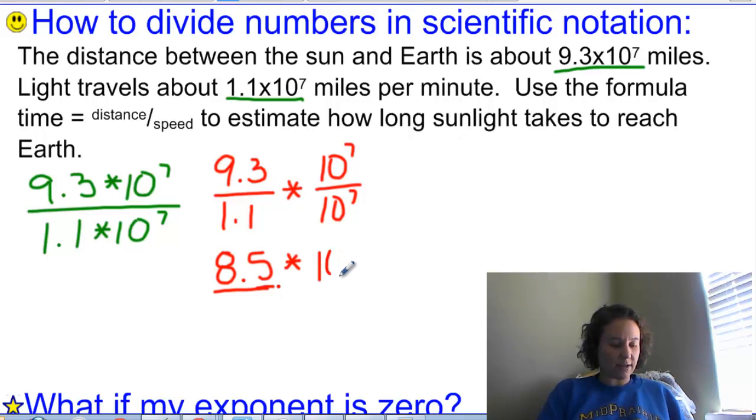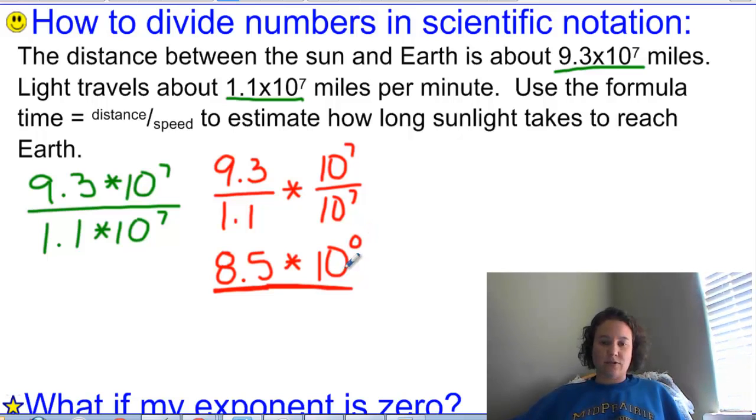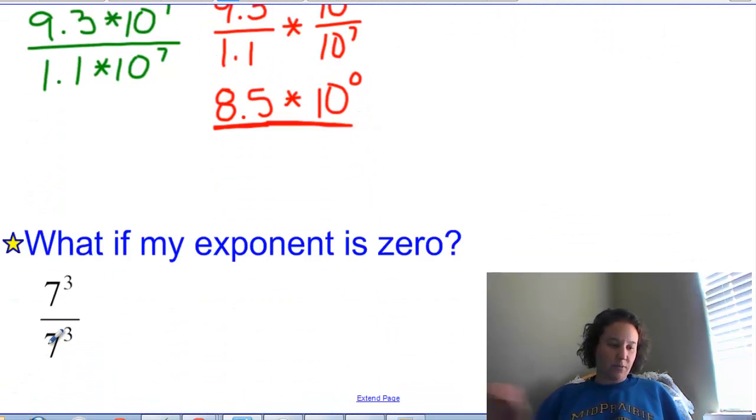So when I subtract my powers, I'm going to do 7 minus 7, which is going to be 10 to the 0 power. So that number is written in scientific notation, so we're done with that problem, but we'd like to understand what that number 10 to the 0 power means. We just want to think about what does it mean if our exponent is 0.